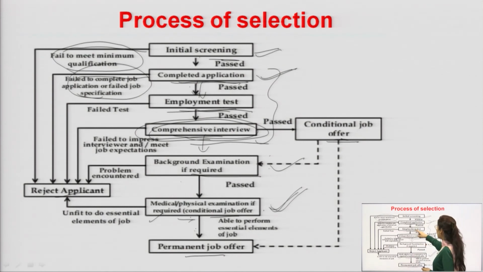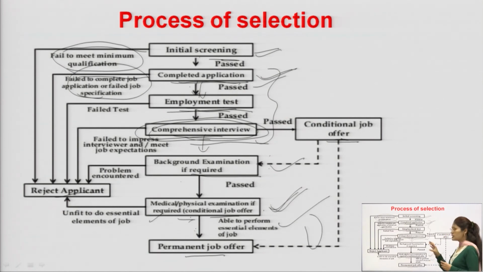Number one is initial screening, then completed application, then employment test, comprehensive interview, background examination, medical or physical examination, and the last one is the permanent job. These are the steps involved in the selection, and at every stage some people will get rejected and some people will proceed to the next step. It's basically done to get the best suitable candidate. So at the end of this procedure, the organization will be left with the selective candidate, or we can say the best suitable candidate for the vacant position.